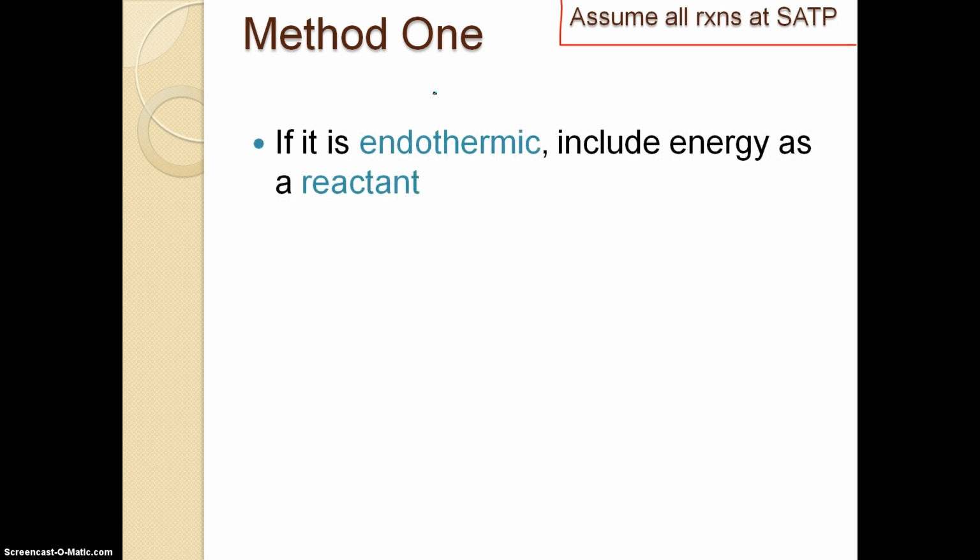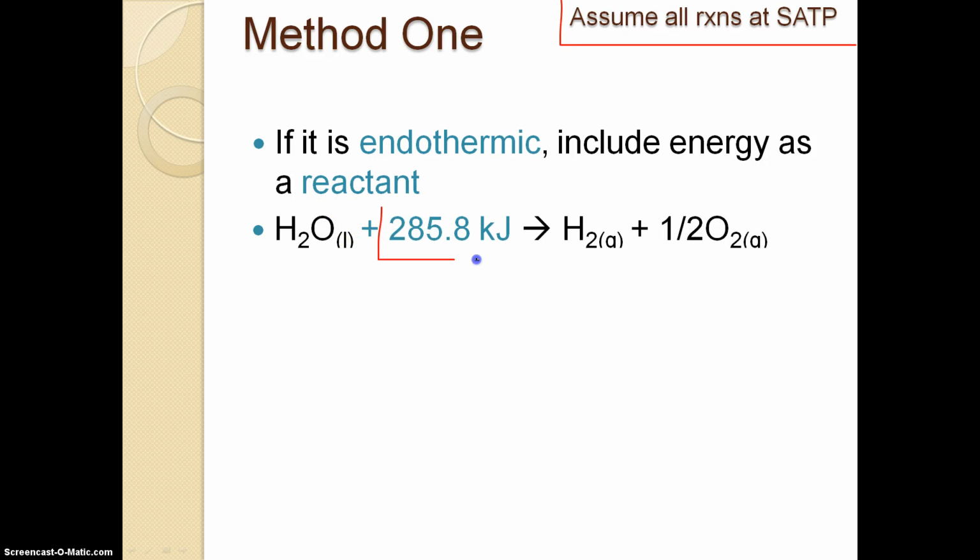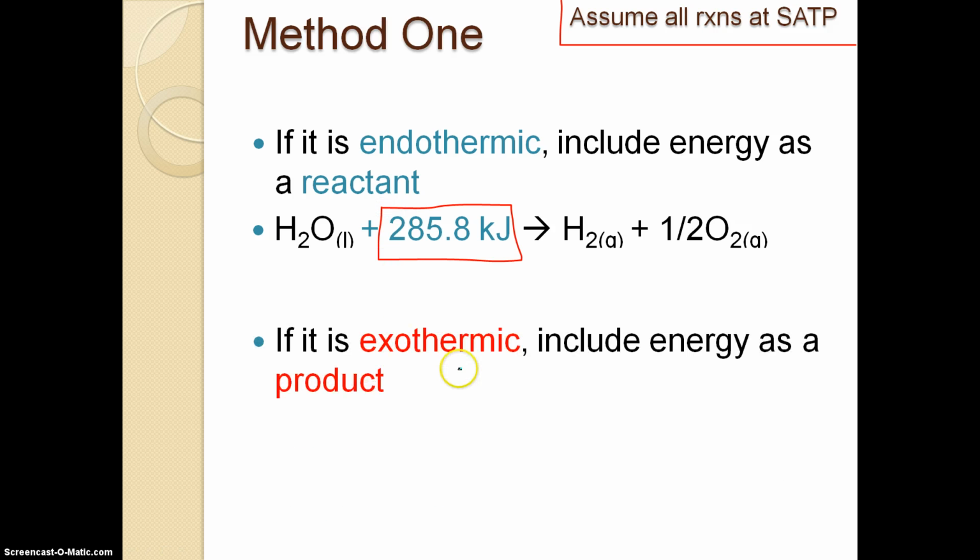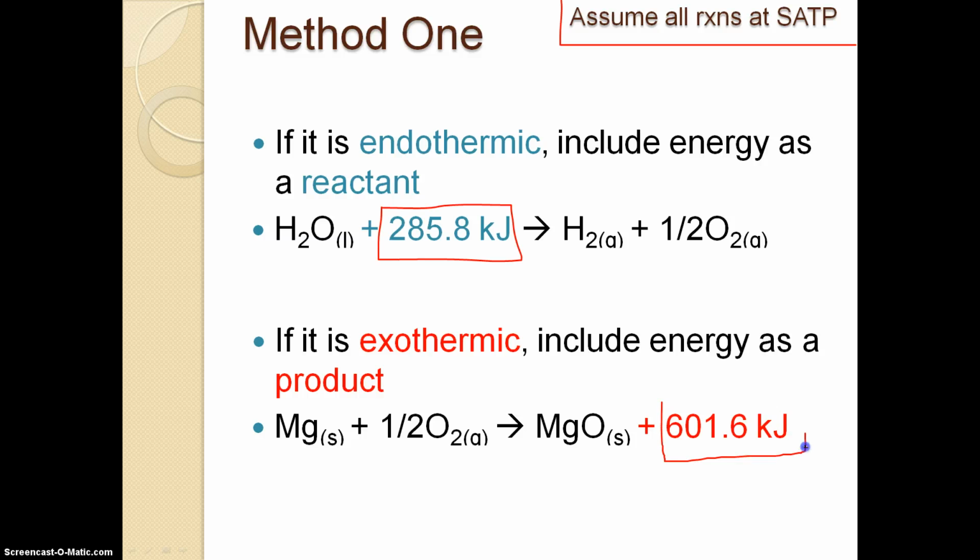So for the first method, now again, for all these reactions, just assume that reactions occur at SATP, so standard temperature and pressure. It just gets rid of unnecessary details. So if the reaction is endothermic, include energy as a reactant. So here we have it inside the reaction on the reactant side. And if it's exothermic, you place it as a product. So here we have for this reaction, energy is a product.